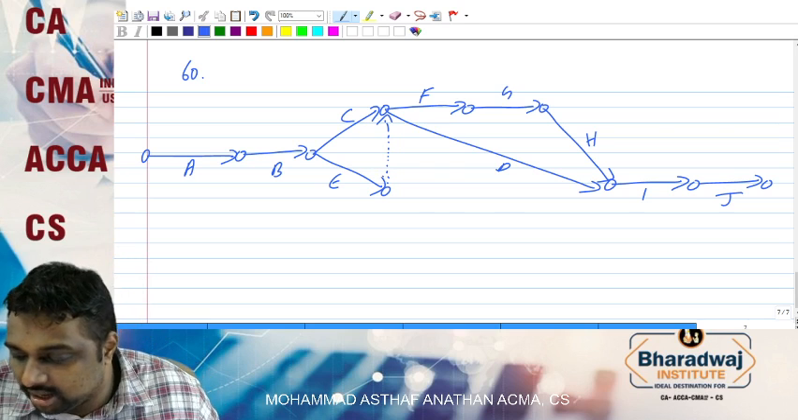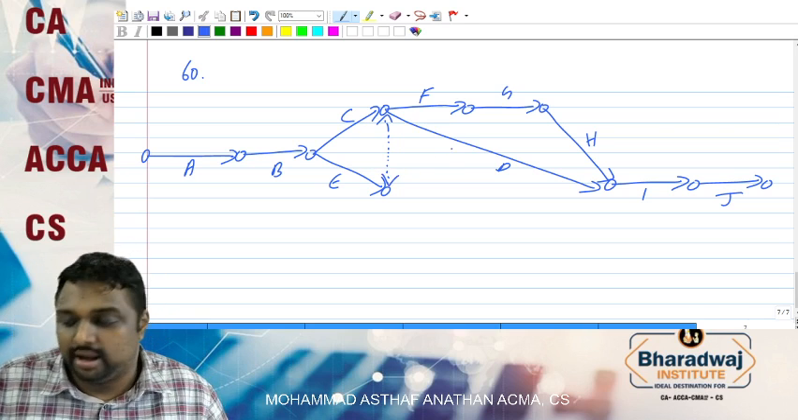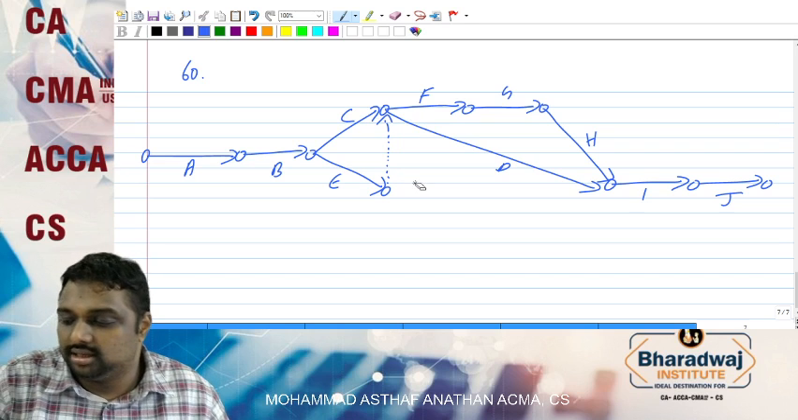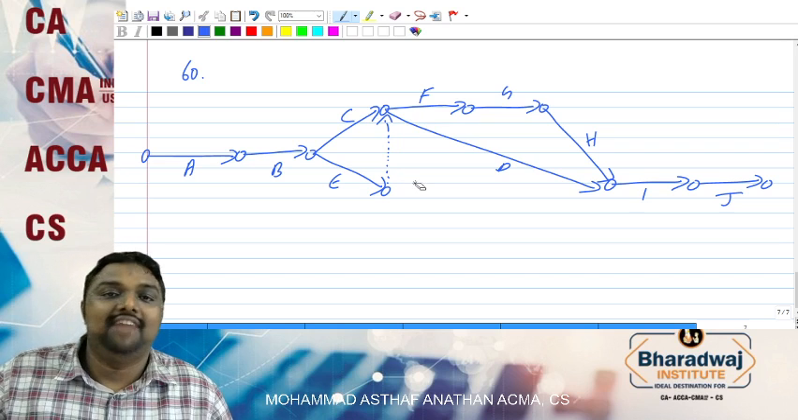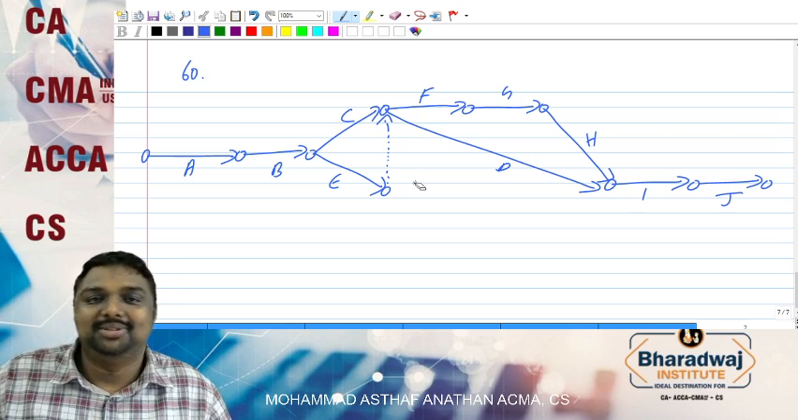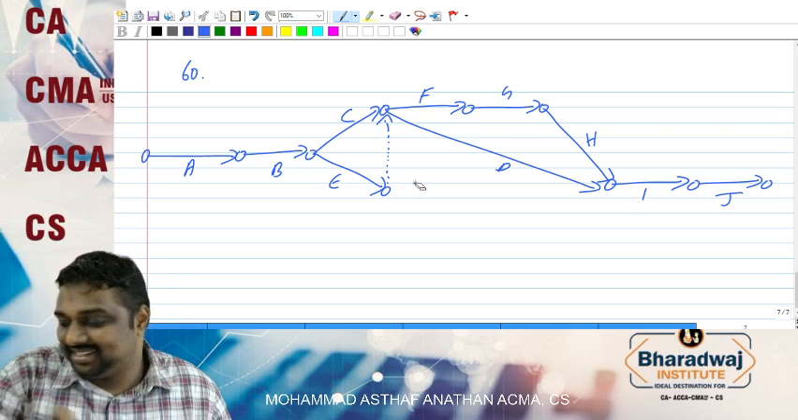If you draw from here, you have to put the arrow down and up. Otherwise, you can draw like this, from one arrow, here, everything is finished. So this is question number 60.